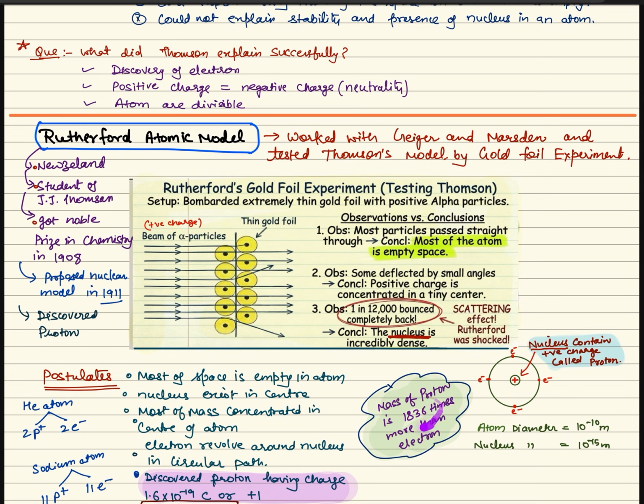Okay, beta, the mass of the proton is very much more than the electron. It is 1836 times the electron. According to his model, if the diameter of the atom is 10 raised to power minus 10 meter, then the nucleus is very small, 10 raised to power minus 15 meter, and only this nucleus contains the proton.